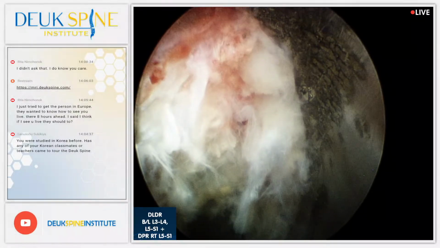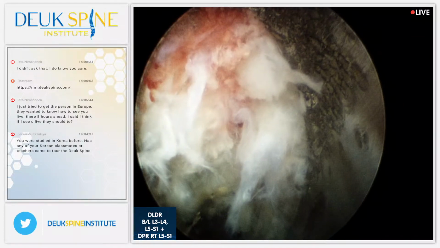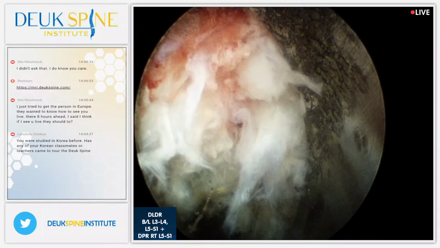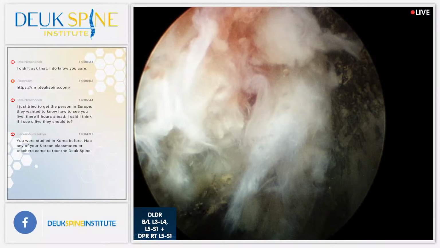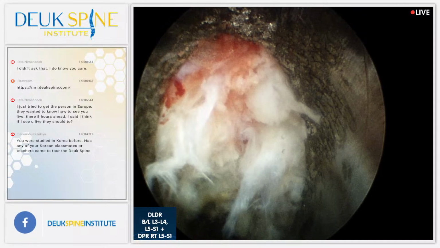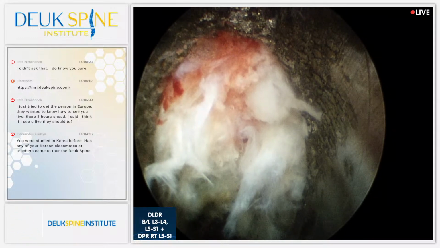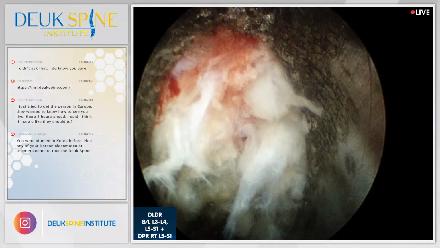Oh, look at the fat coming out of the inflammation. That's because inflammation uses so much energy, it needs fat. Look at the individual fat cells. How cool is that? Little globules of fat. That's the energy needed to drive the inflammation that's causing his pain. Tell me when you're done. We're done. All good.